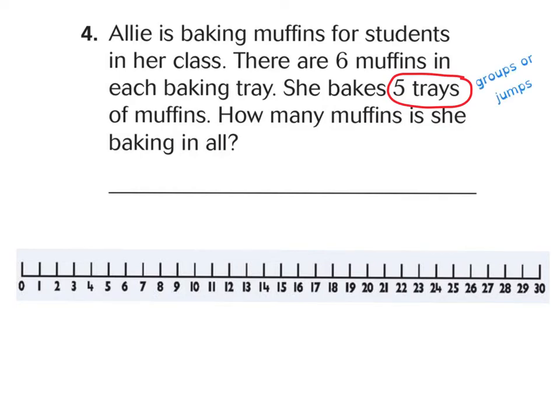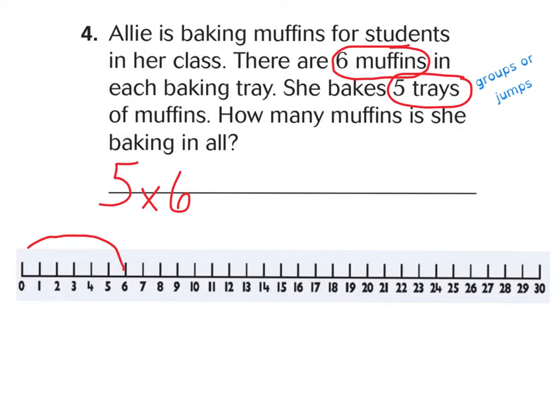So we need 5 jumps of 6 because there were 6 muffins in each of those baking trays. Remember, I'm going to start at 0 because 0 is my starting line, but I am not going to count the 0.